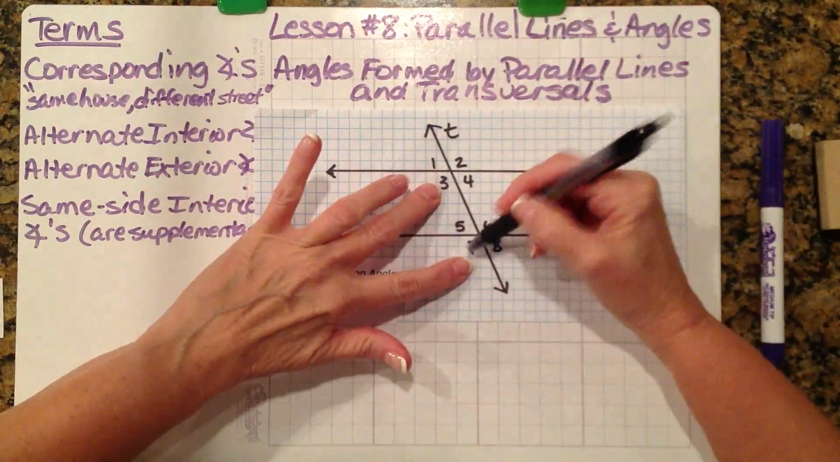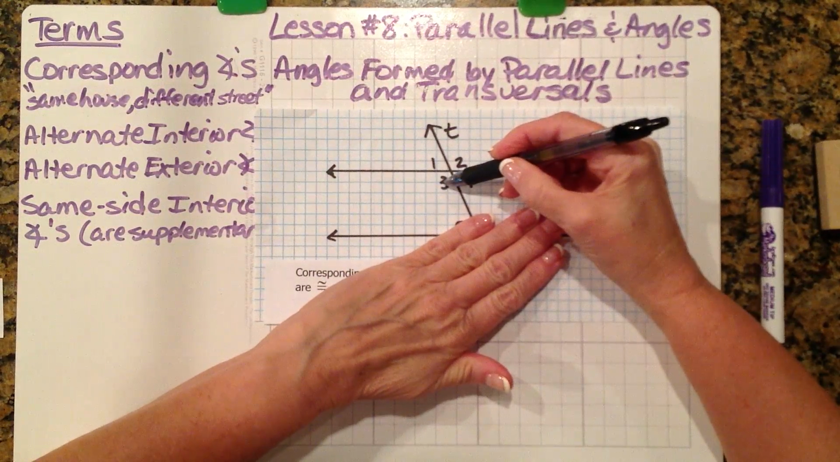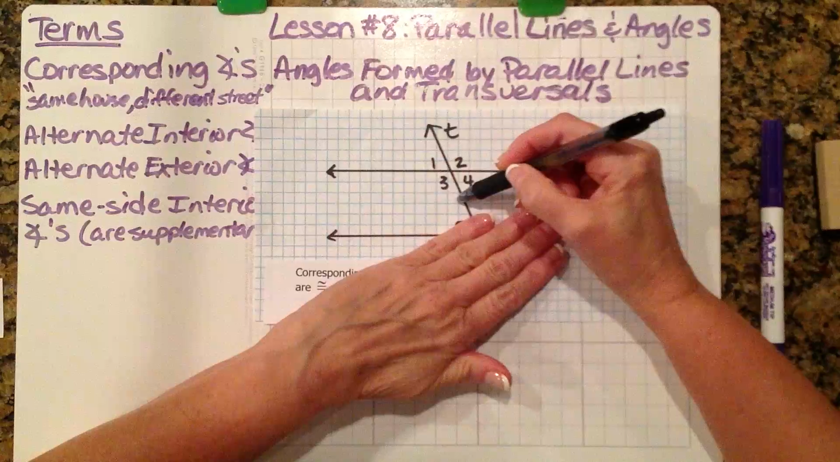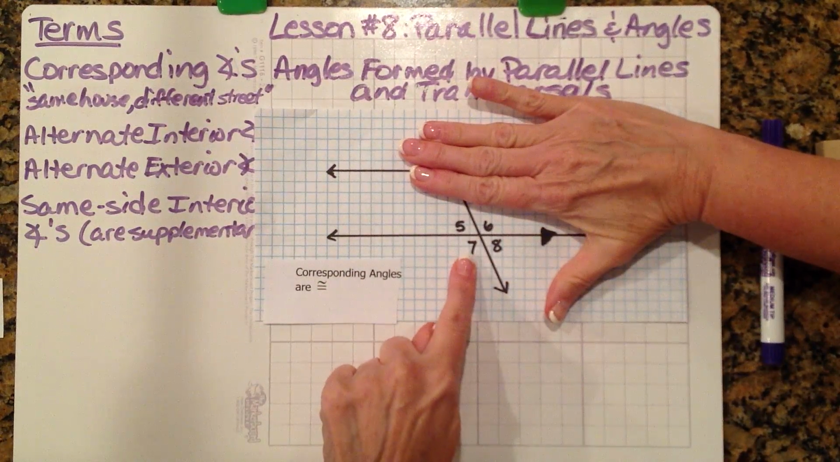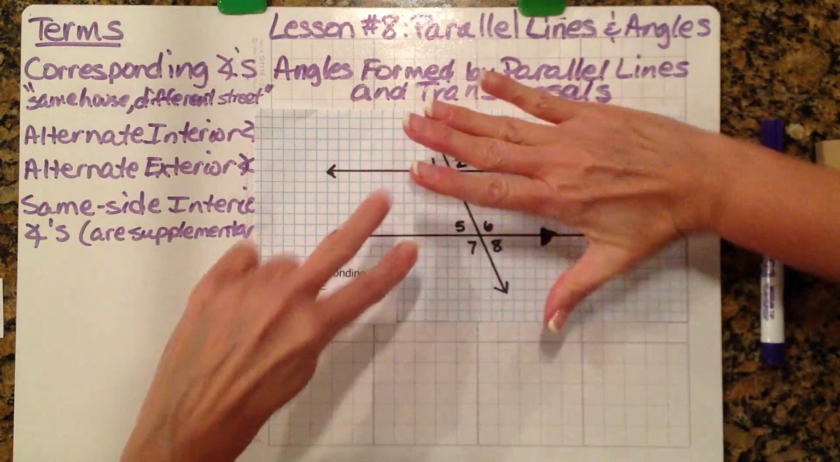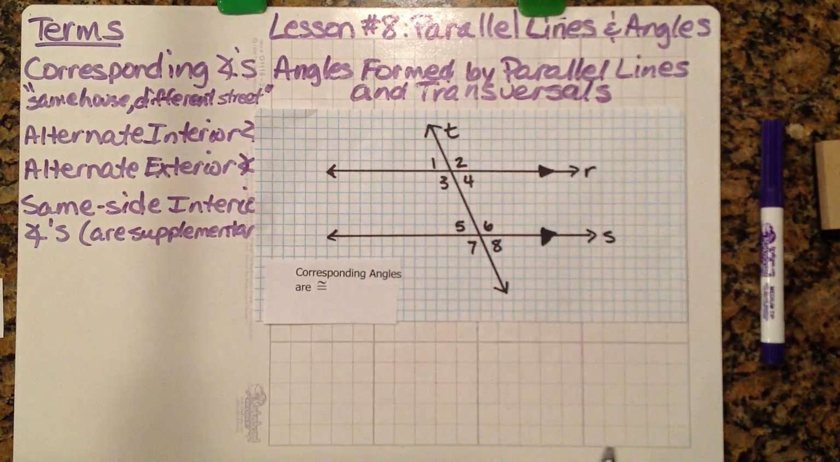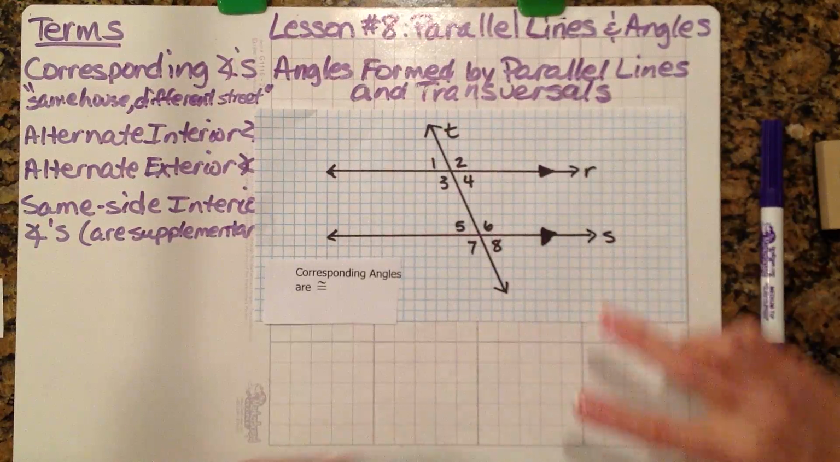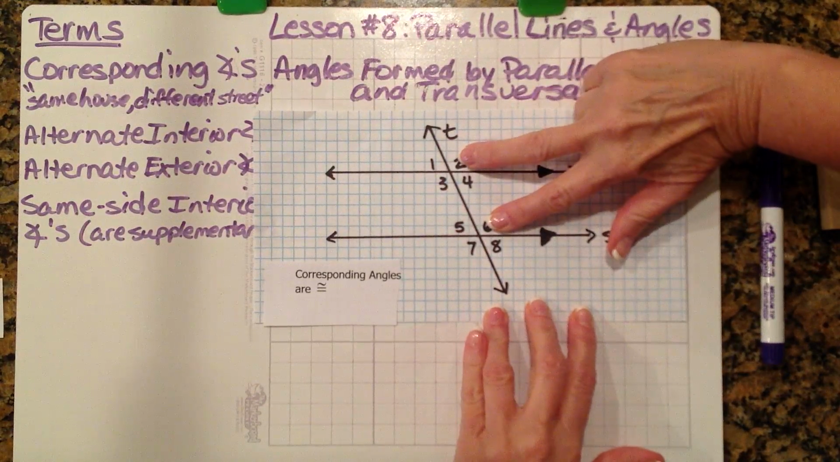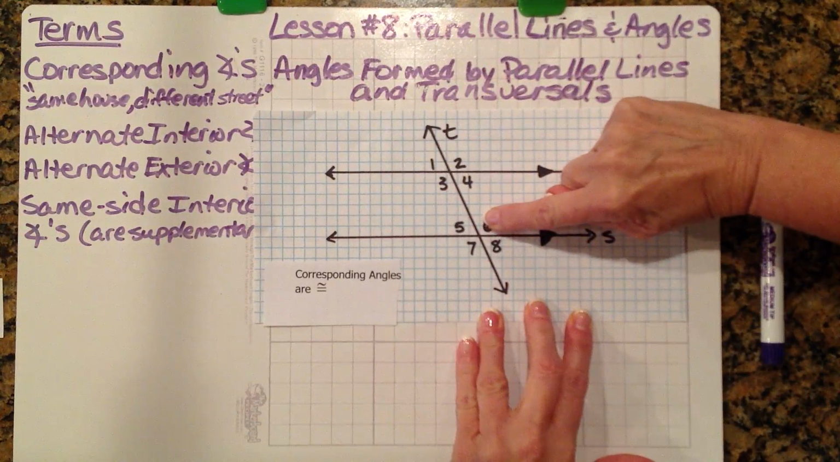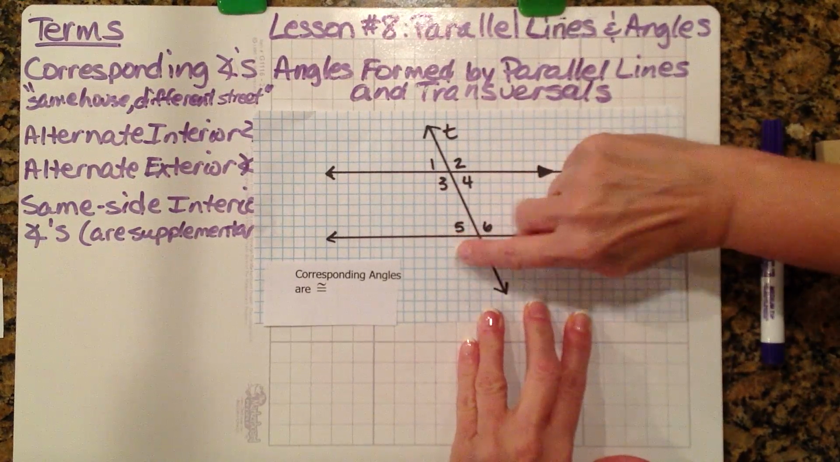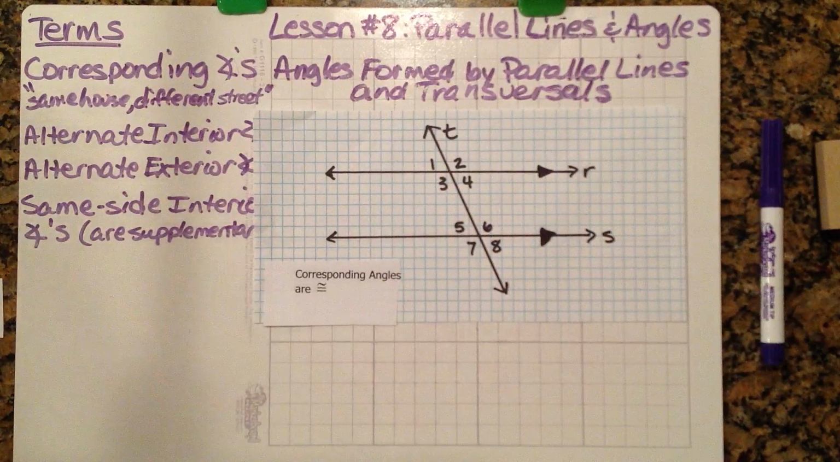3 and 7, see how 3 is in the lower left-hand corner of this intersection? Well, which house is in the lower left-hand corner of this intersection? 7. So 3 and 7 are corresponding angles. We have a pair over here. 2 and 6 are corresponding. See, they're both in the upper right hand of this intersection. And then 4 and 8 are also corresponding angles.